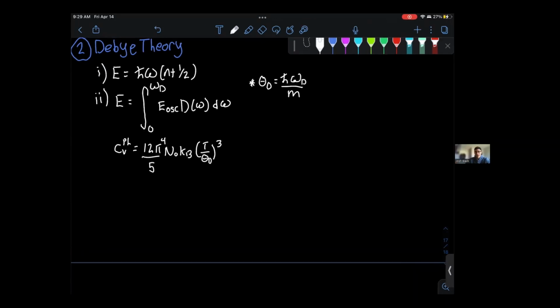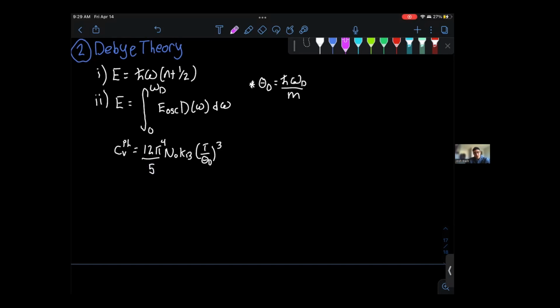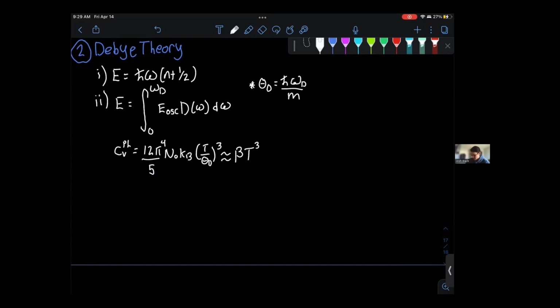So I had a feeling I made a mistake. That number there I put as S. It's actually a 5. I just have not the best handwriting on my notes. So this value here is approximately equal to some beta term, t cubed.